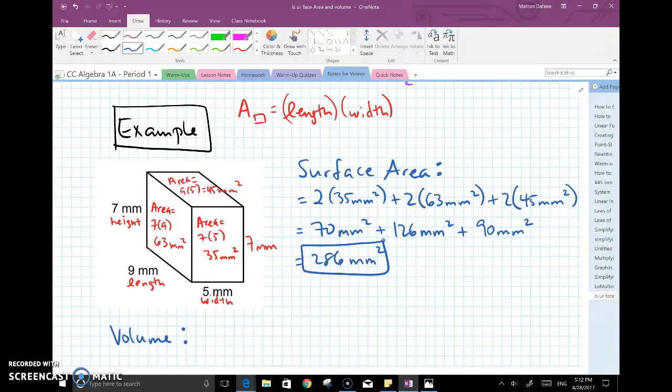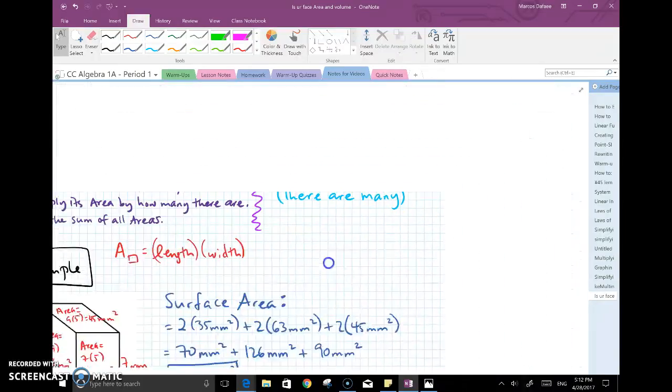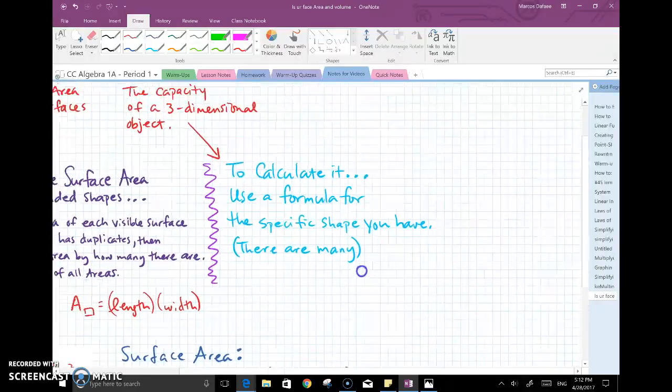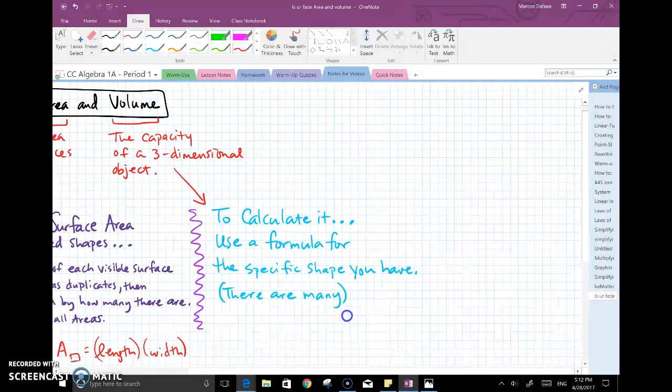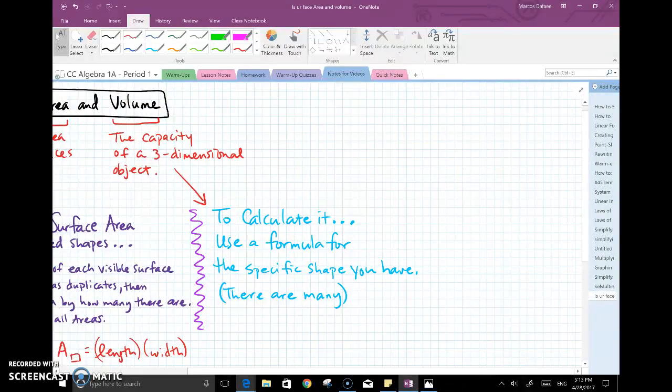Now, there are different types of prisms. There are different surfaces. Some are curved. We're doing surface area for a non-curved object, okay? But for rectangular or square prisms, this is it. Now for volume involves using a formula. So to get the volume of an object in 3 dimensions, you have to use a formula for the specific shape that you have. There are many different shapes, as I just said a moment ago. Therefore, there are many different formulas.